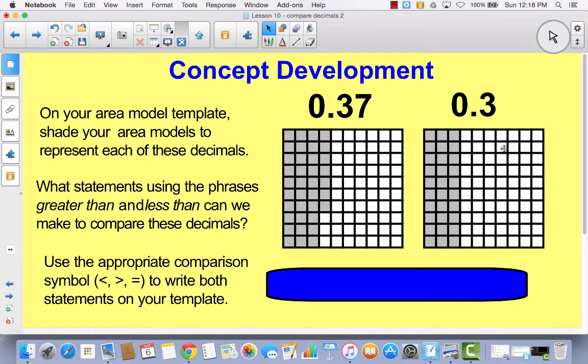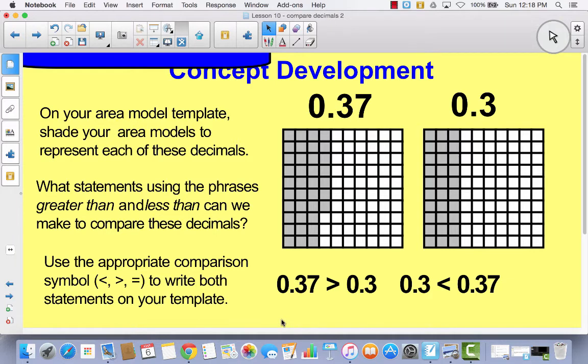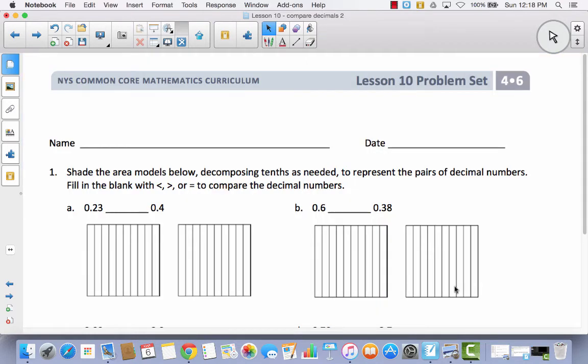So which one of these would be greater? Well, 37 hundredths would be 7 hundredths greater. You can see they both have 3 tenths, 1, 2, 3 tenths, and 1, 2, 3 tenths. So how would we write that? Well, we would write 37 hundredths is greater than 3 tenths, or 3 tenths is less than 37 hundredths. Okay, so let's practice this a little bit more in our problem set.